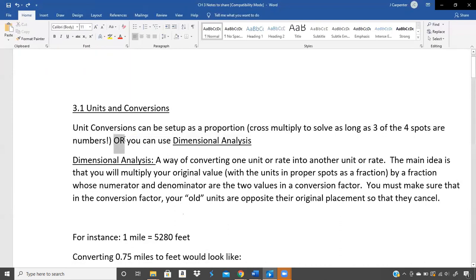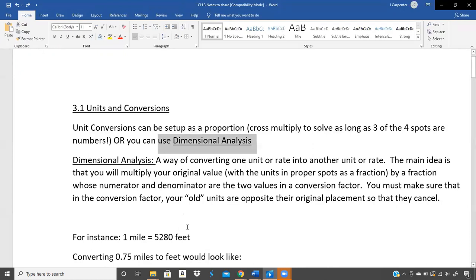Or, the thing that we'll be focusing heavily on, because we've already done proportions over and over, you can use dimensional analysis. So the 2 methods of conversions are proportions or dimensional analysis. Proportions are great when you're just converting from one thing to another where you know exactly the conversion factor from one thing to another. So if I want to go from miles to feet, doing a proportion is not bad because I know exactly how many miles is exactly how many feet.